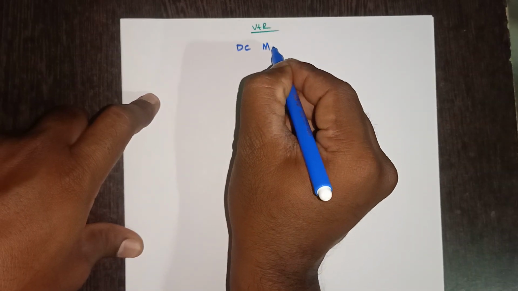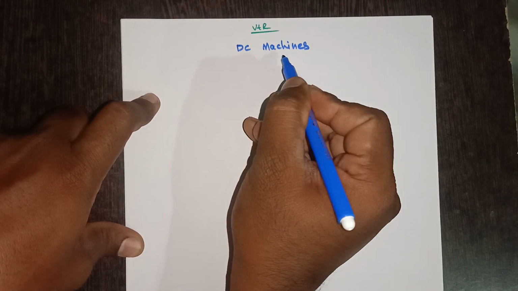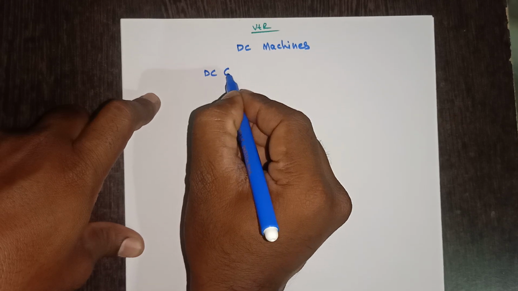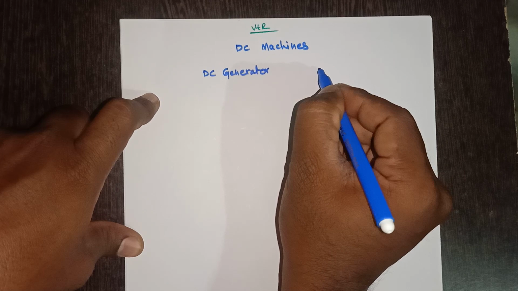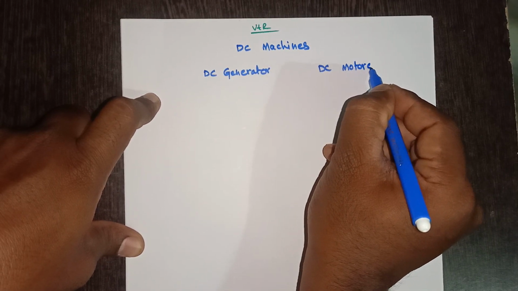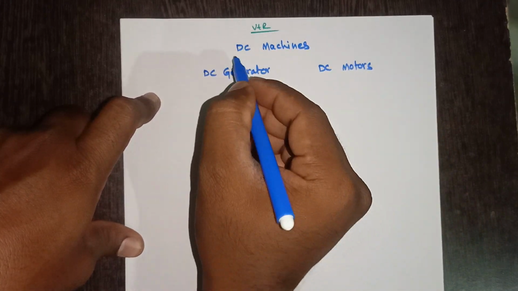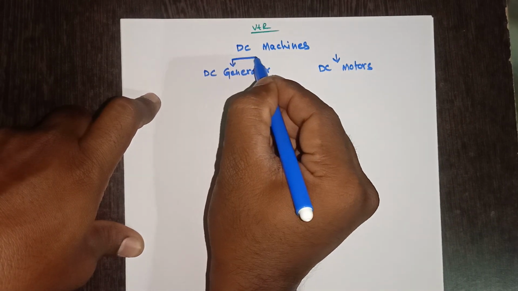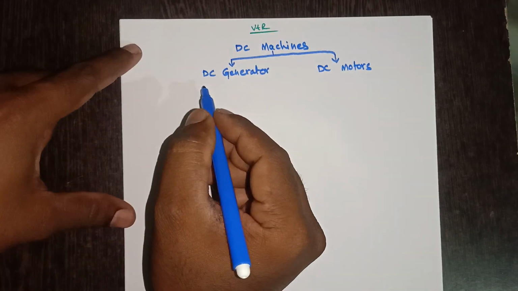DC machines cover both generators and motors. DC generators and DC motors together, this generator and motor together, we can call a DC machine. Out of these two, DC generator and DC motor, first we will try to understand what a DC generator is.